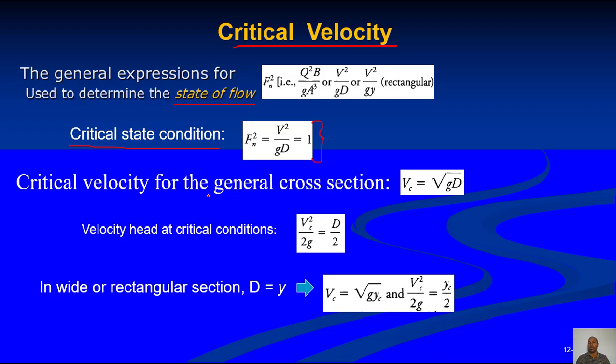So the critical velocity, for a general cross section, you can have this equation: square root of g times D, where D is the area divided by the top dimension of the channel. This is the velocity head at critical condition. So in a wide or rectangular section, D is equal to Yc. Then for a rectangular channel, we have square root of g Yc. Otherwise, for any channel, you can use this equation.